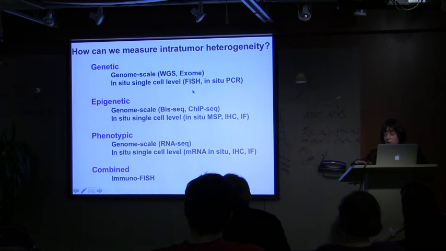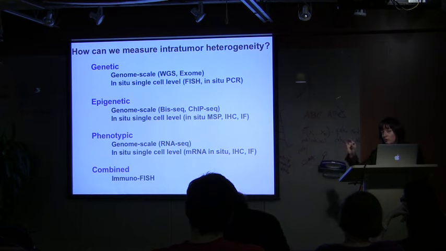There are also in situ methods, which we use in some of these slides that I will show you. Some of them are called FISH, fluorescent in situ hybridization. It's basically looking at chromosomal regions to see how many copies there are. I will show you slides on these. And in situ PCR. For epigenetic heterogeneity, again, there are genome-wide techniques now where we can bring down the chromatin and then look at the modifications, or in situ methods for this also.